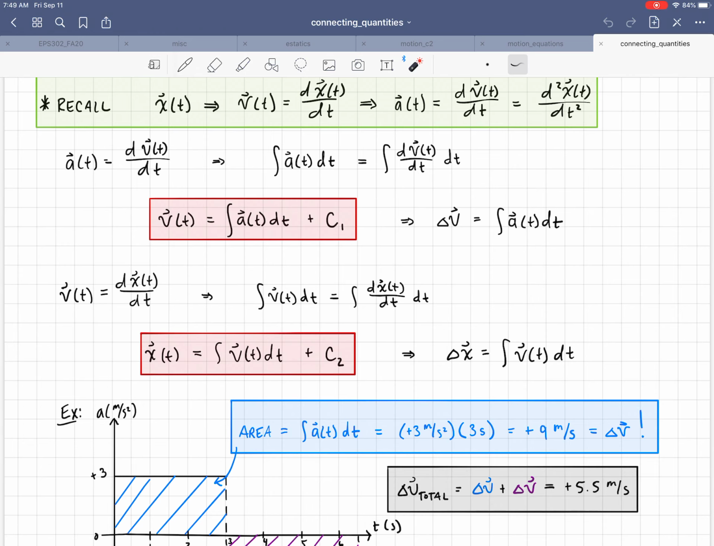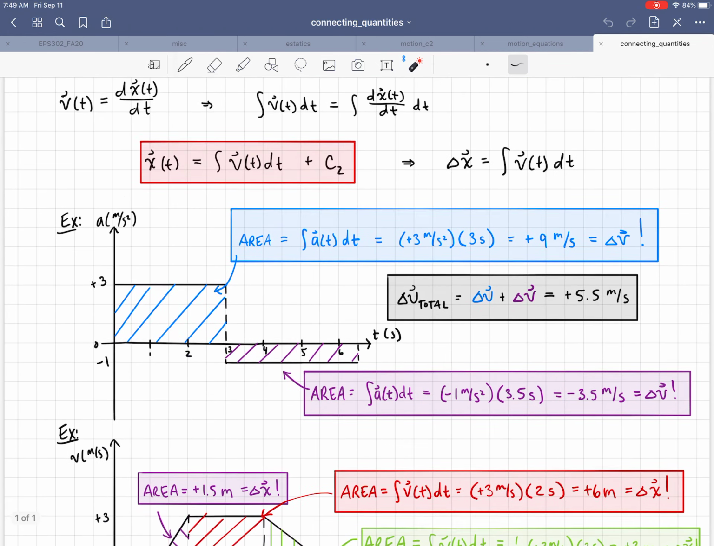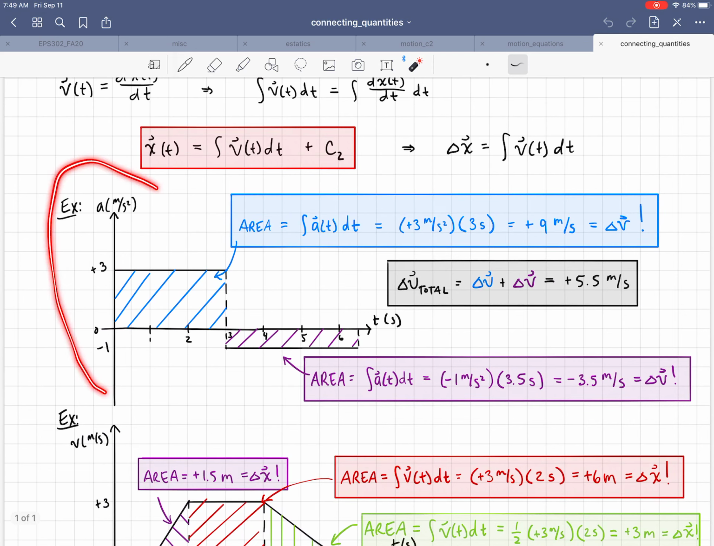And so the thing that we want to think about, what do these two relationships mean? And the easiest way to show what these things mean and how we can use them to learn about the motion is by looking at a velocity versus time graph or an acceleration versus time graph. Because the integral essentially corresponds to the area under the curve. So let's look at this example. Here I have an acceleration versus time graph. So I've got 7 seconds of motion here.